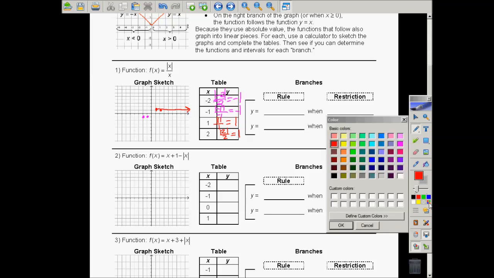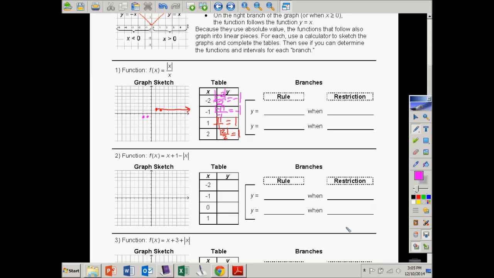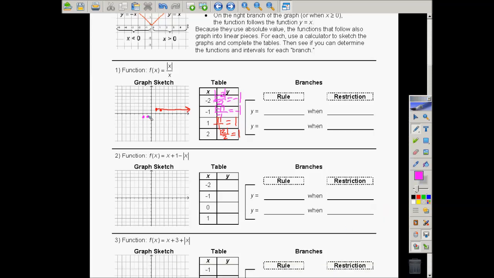What if I plug in negative 3? What if I plug in negative 4? What if I plug in a negative 100? It's still going to be negative 1. So when I read this from left to right, what is the rule for this one? The y equals what? Negative 1. What's the rule for this side? It's going to be y equals 1.